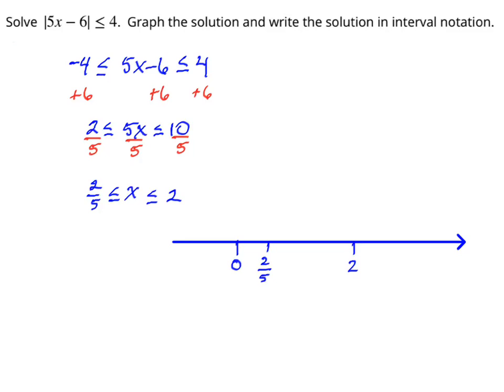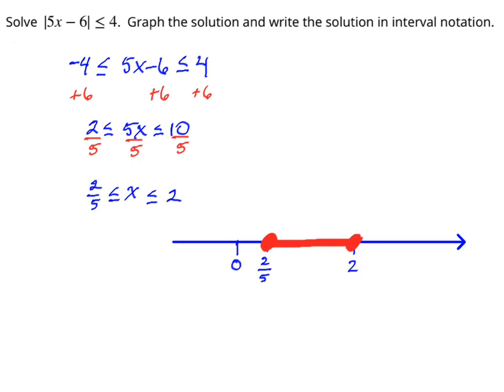So we mark 2/5 and 2 on the number line. And so x could be anywhere in between, or it could be equal to either of those endpoints. So we're going to use closed circles, solid dots at the two endpoints, and then connect them with a line. So that says any number in between 2/5 and 2, or it could be 2/5 or it could be 2.